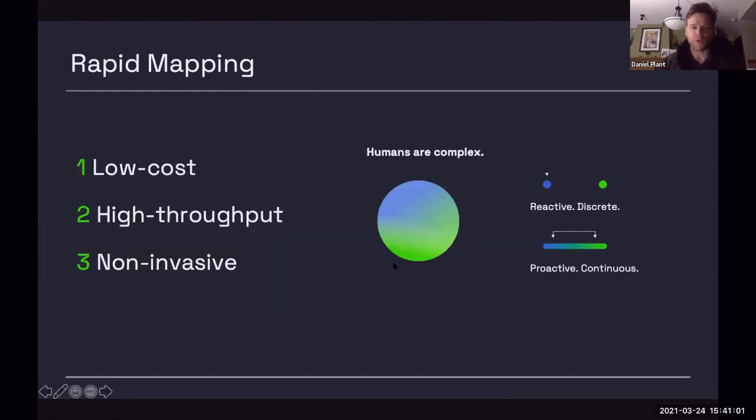This is really what we're looking for. We're looking for sensors that are low cost, high throughput, non-invasive, and low cost doesn't necessarily mean the equipment, it could mean per visit. Can we give patients more proactive, continuous monitoring of their health?